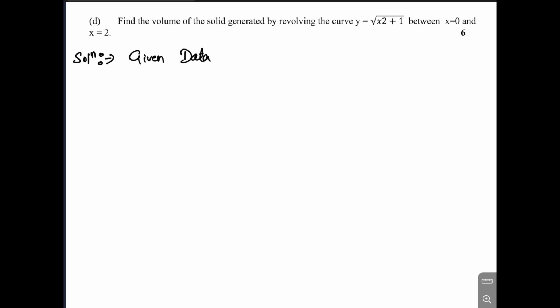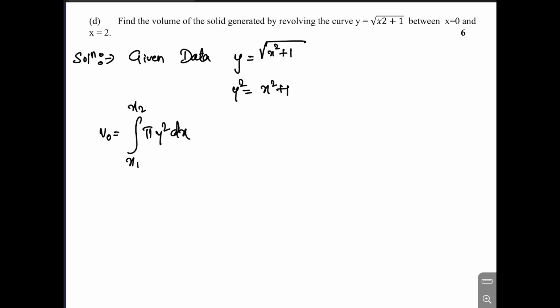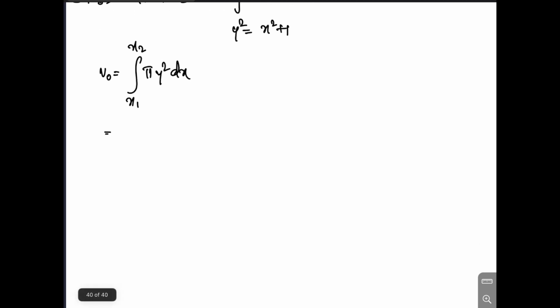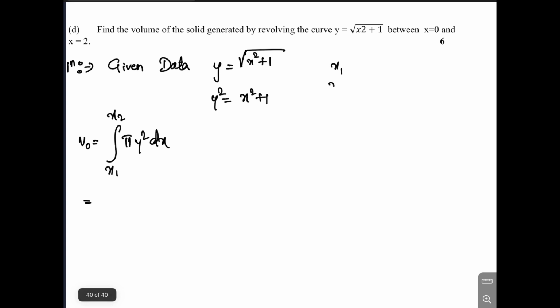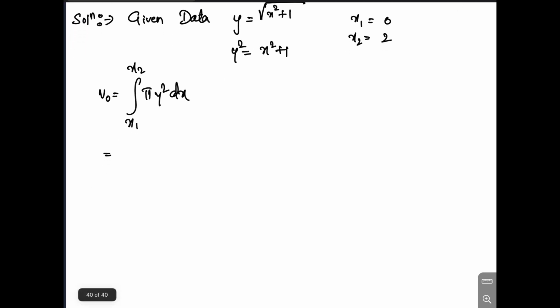Given data, y equals under root of x square plus 1. So this can be further rewritten as y square equals x square plus 1. V equals integration of x1 to x2 of pi y square dx here, where x1 as well as x2 values are 0 as well as 2 here. So here integration 0 to 2, pi we can take as a constant outside. Y square value is x square plus 1 dx here.